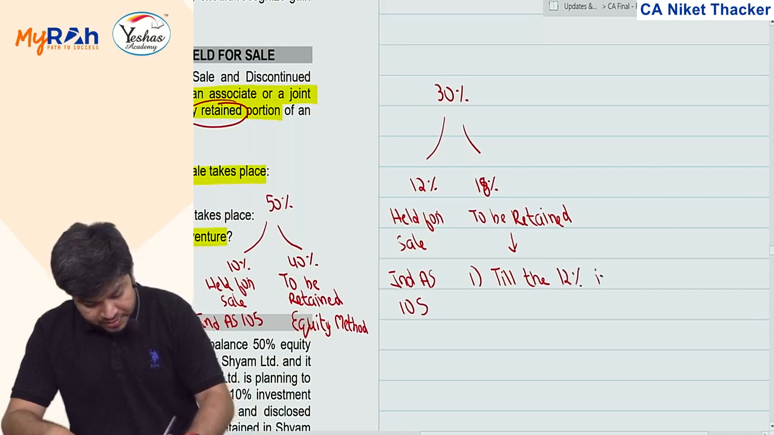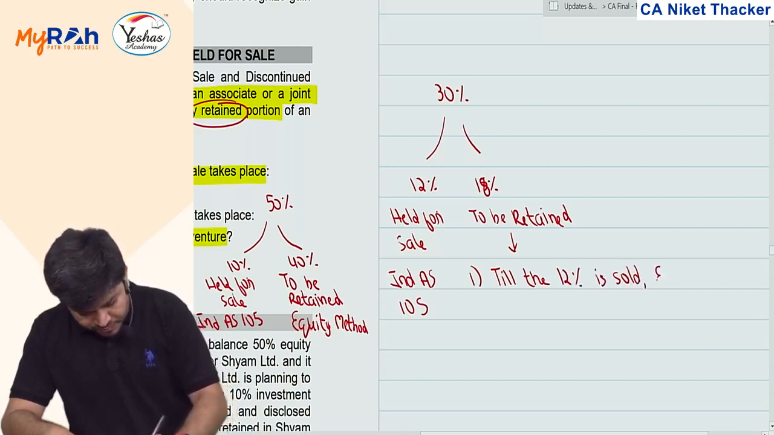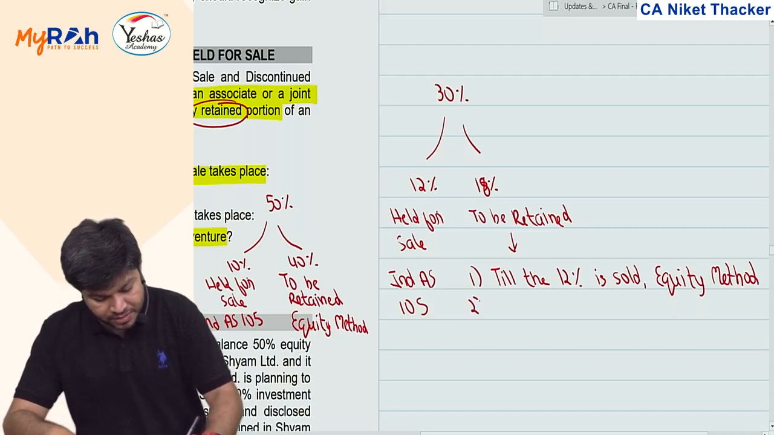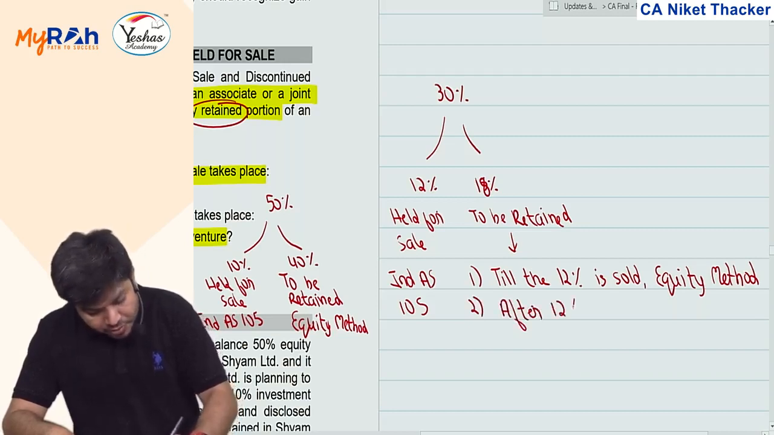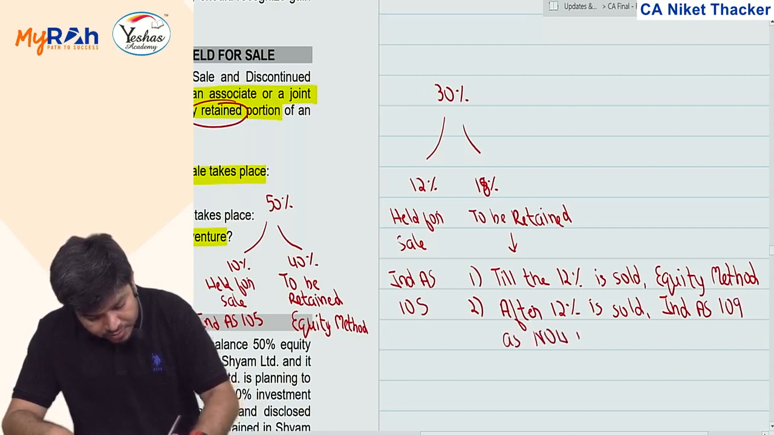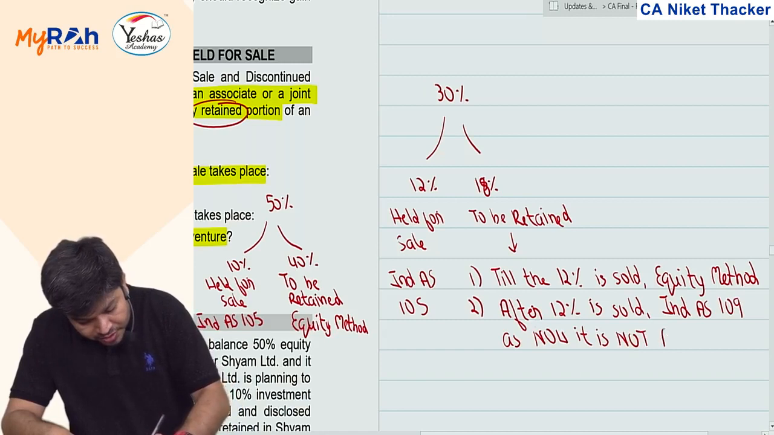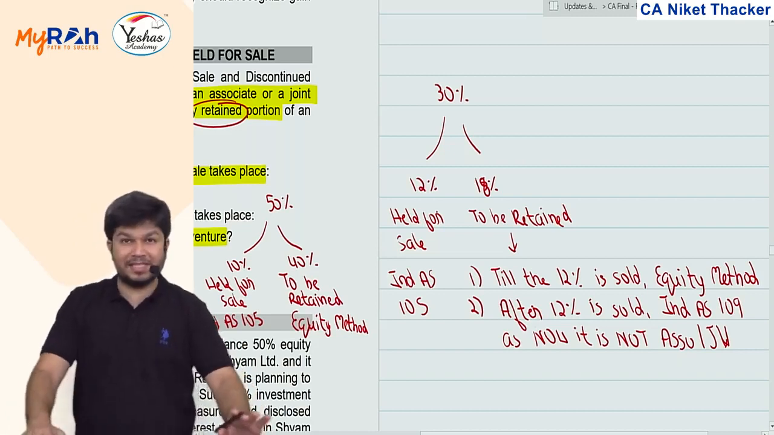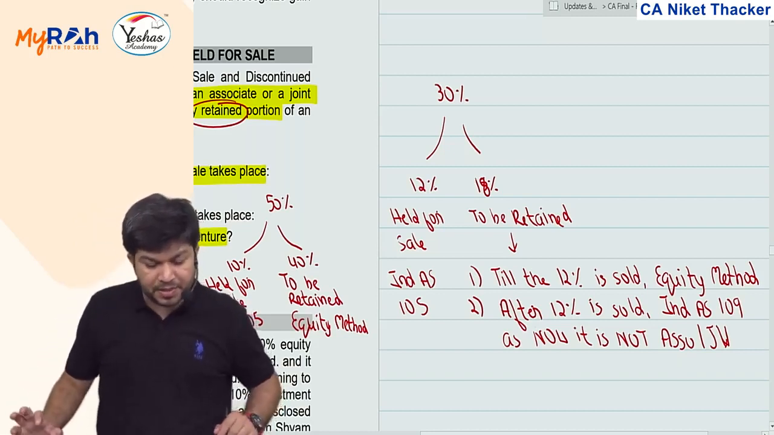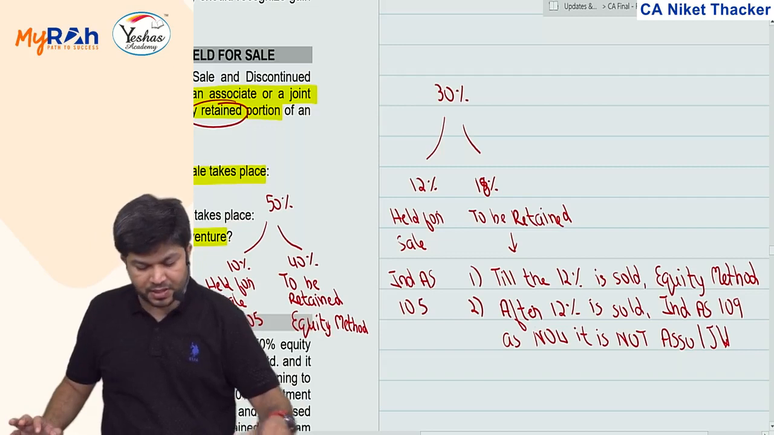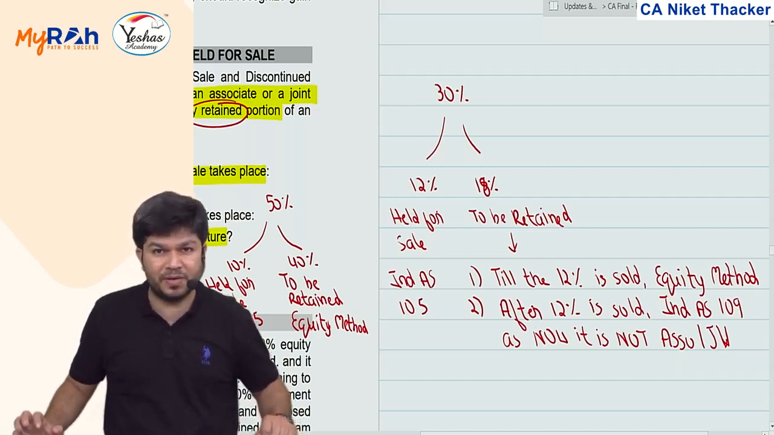Till the 12% is sold, equity method. After the 12% is sold, Ind AS 109, as now it is not an associate or JV. Okay, so these are the exact wordings: 12% held for sale, apply Ind AS 105.